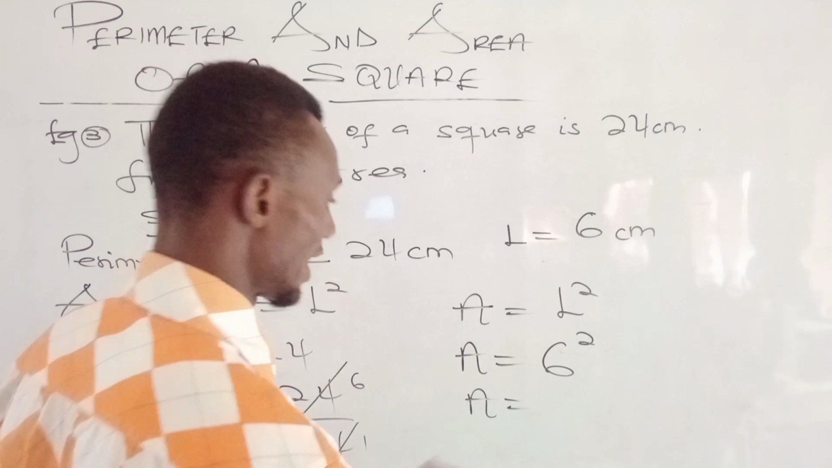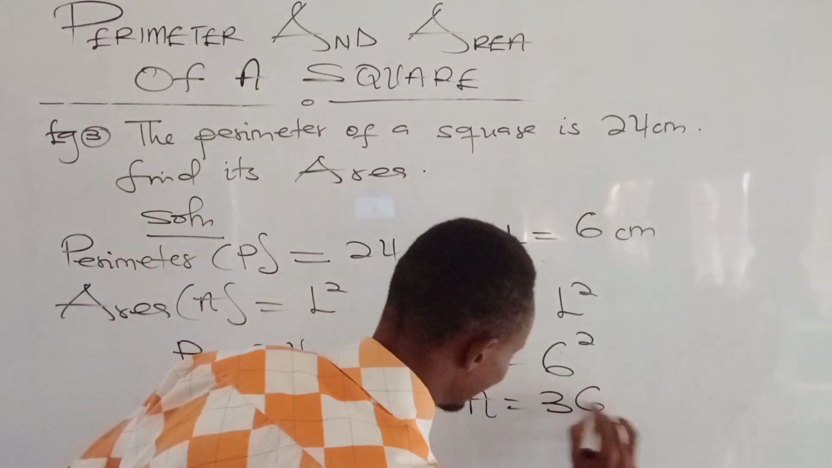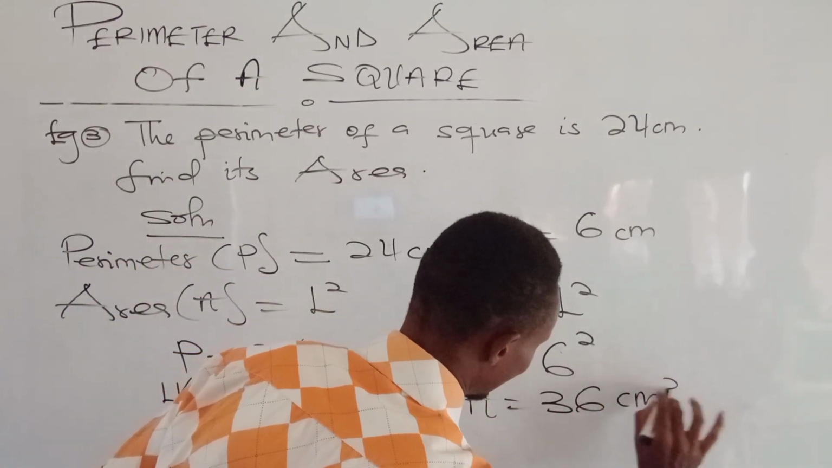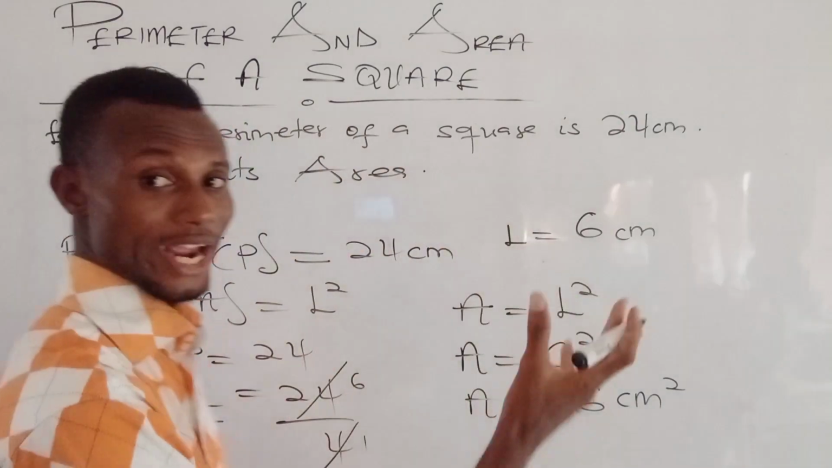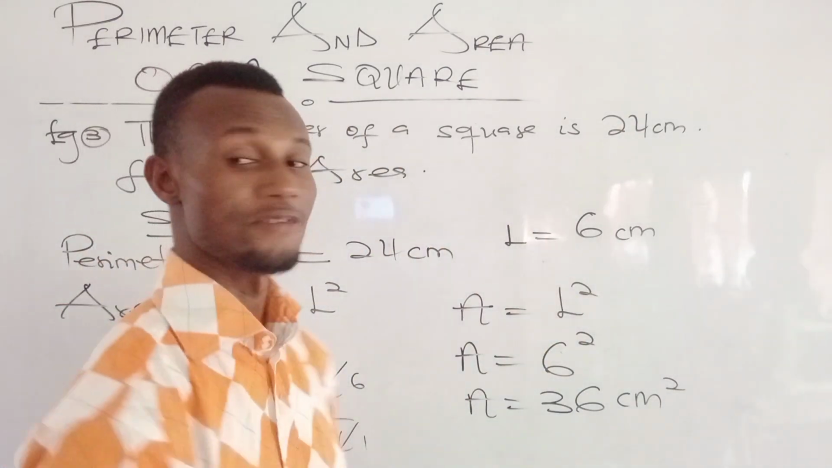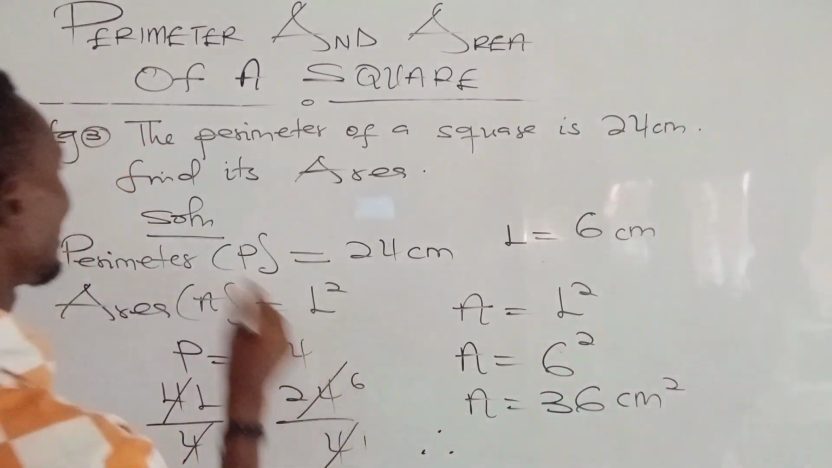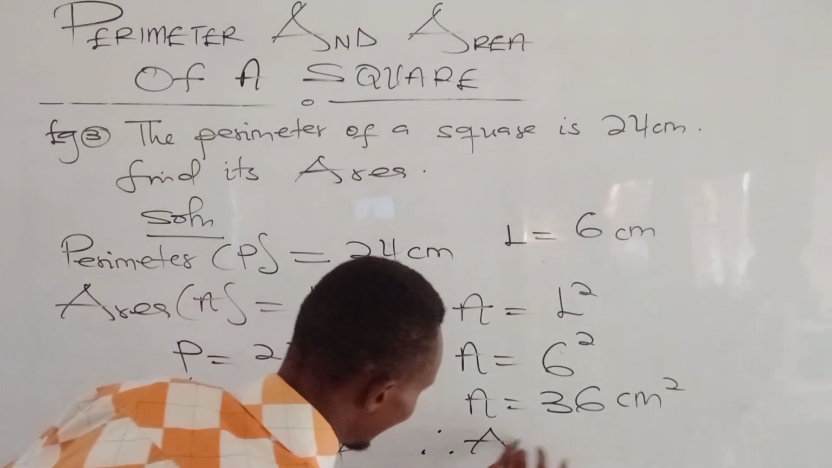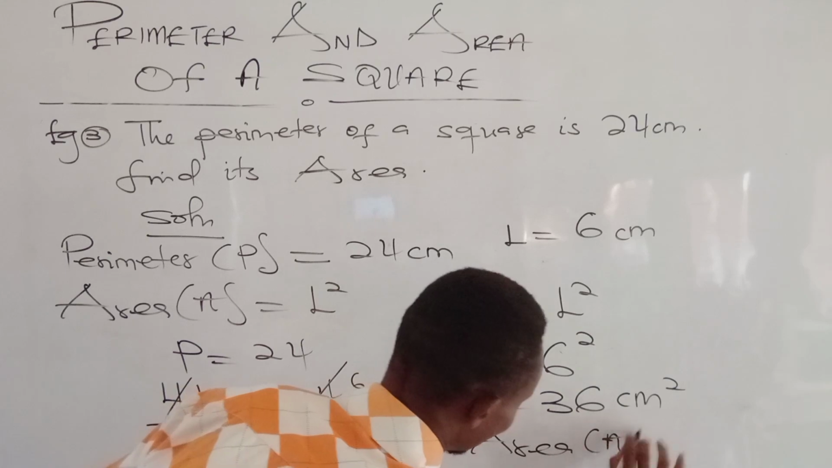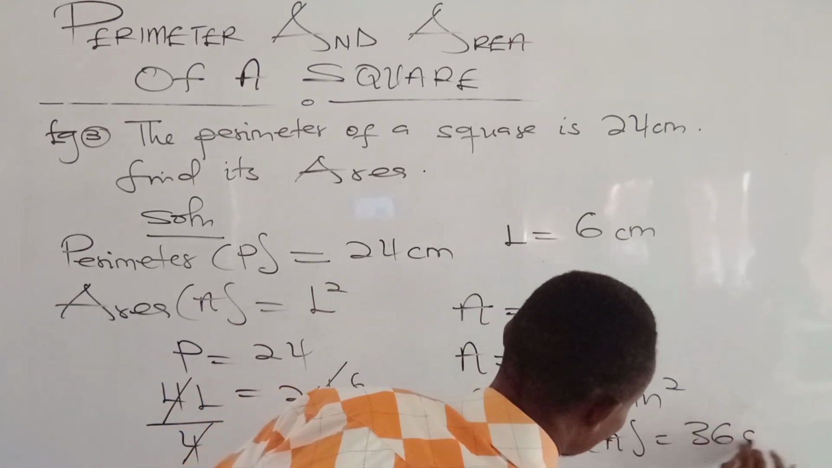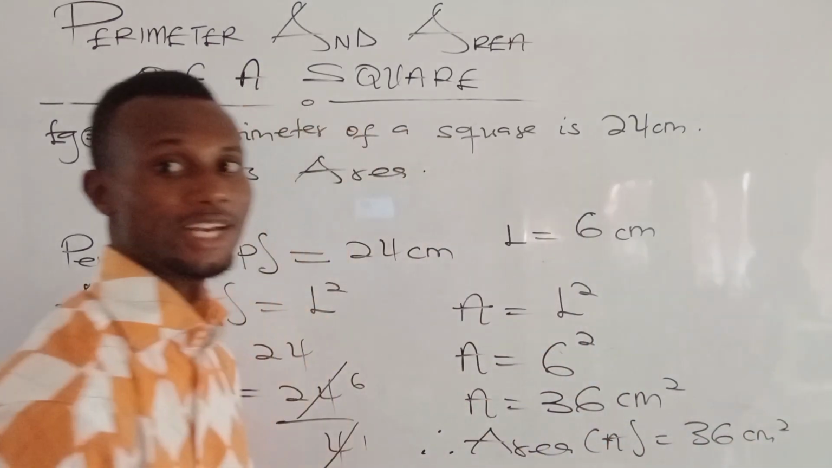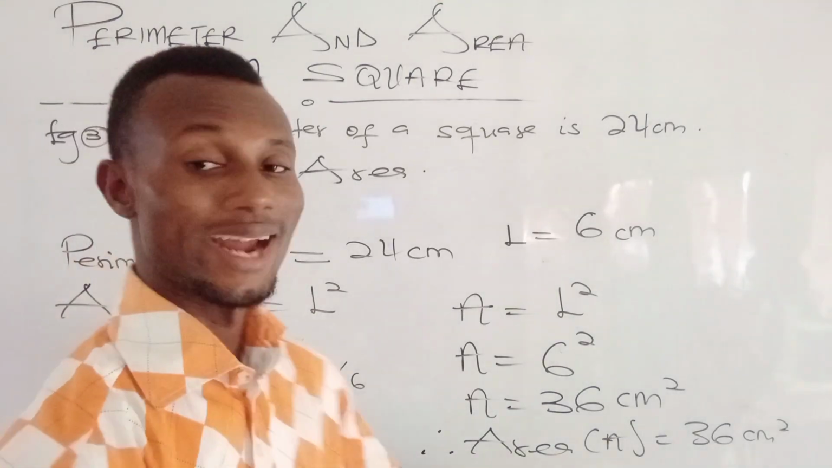And 6 square gives 36. So you have 36 centimeters square, because area is in square. So this is your final answer. You can conclude, you can say that therefore the area, A, equals 36 centimeters square. Okay, so this is our final answer.